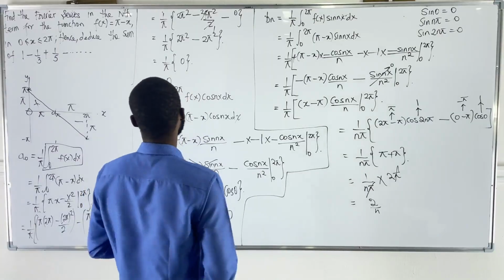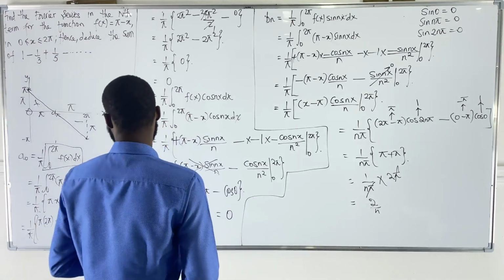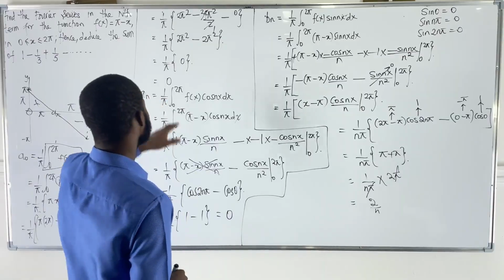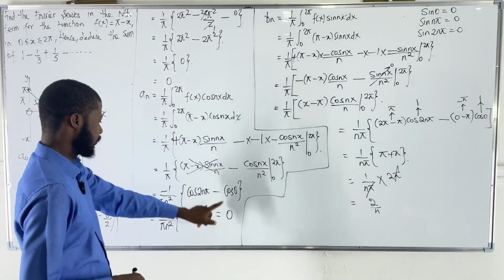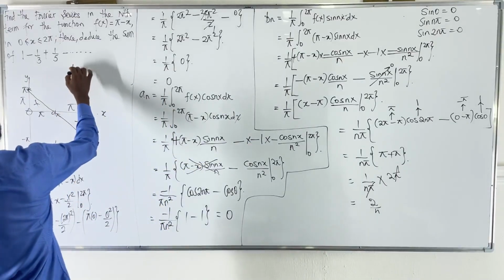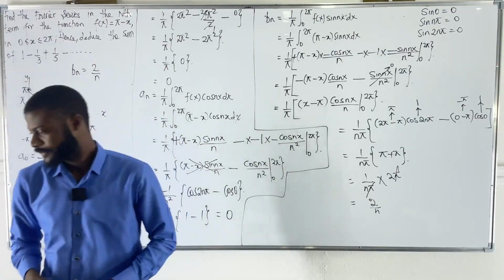The next part is to get the Fourier series of everything. So before I wipe the board, let me write out every single thing. So this one is 0. This one is 0. So only this guy is existing. So b sub n is 2 over n. So let me wipe the board.